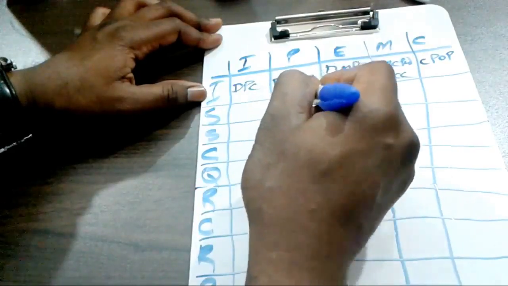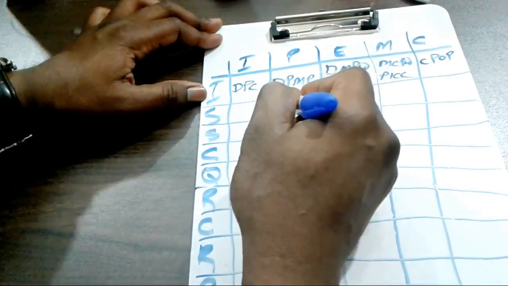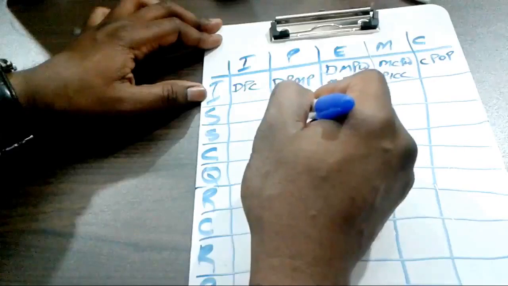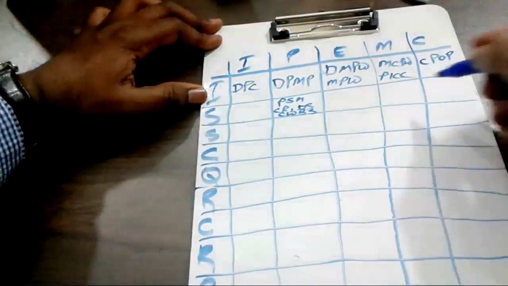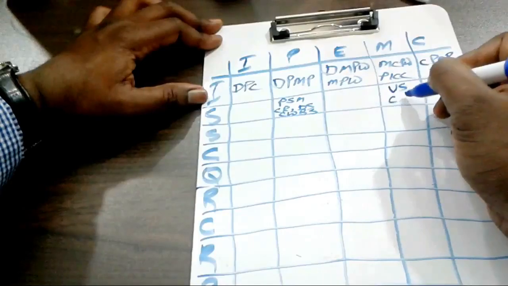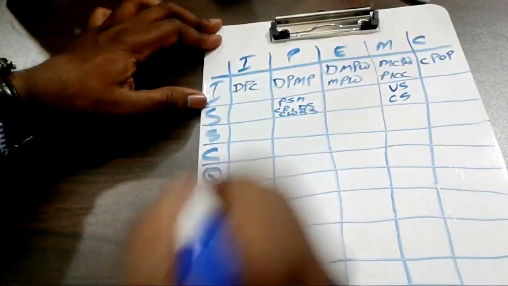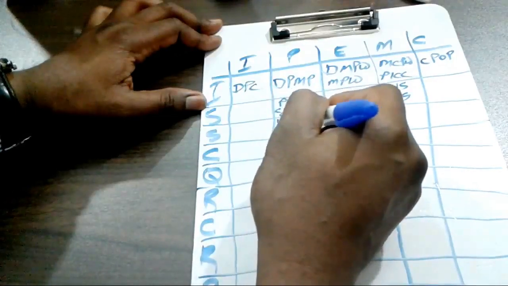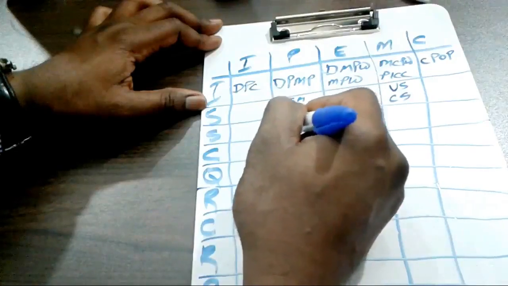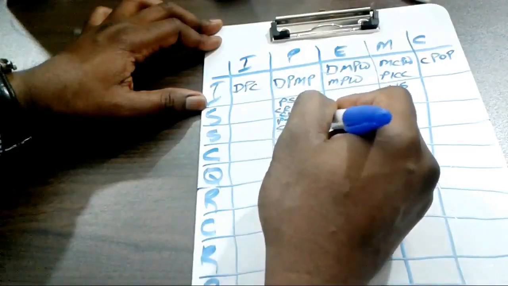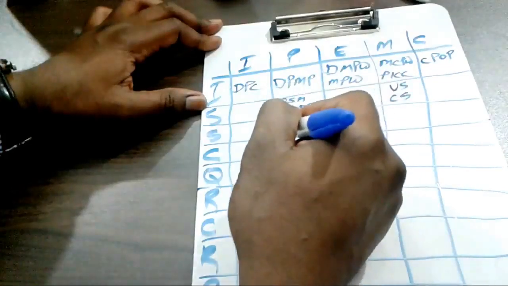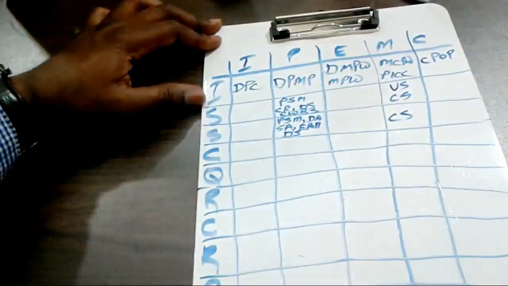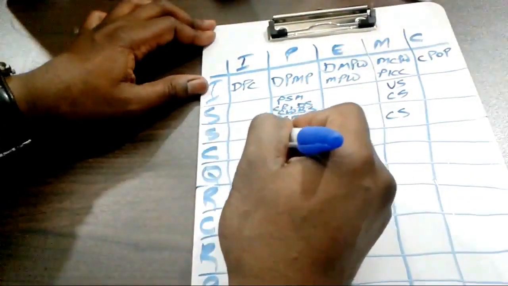Plan scope management. Collect requirements. Define scope. Create WBS. Validate scope. Plan schedule management. Define activities. Sequence activities. EAD and DS and CS.